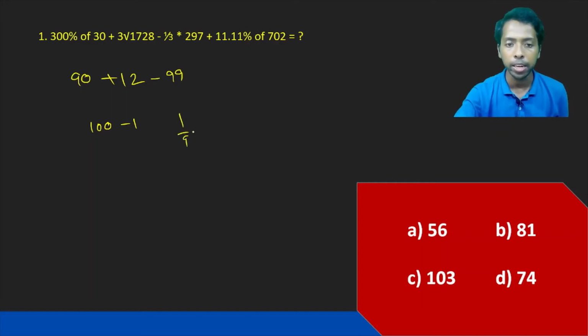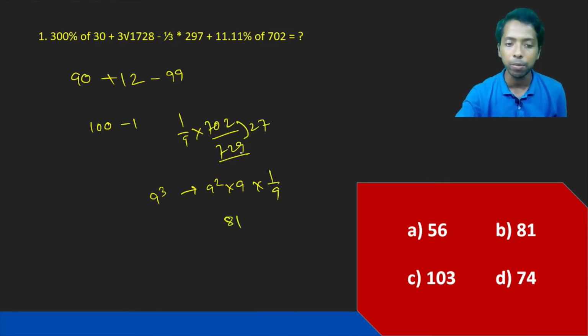That is 1 by 9 into 702. 702, the close number is 729. 729 means 9 cube, that means 9 square into 9. Multiplied by 1 by 9, we can take it, but this is not the actual number we have taken, 729, it is 27 less. So the result is 81. If it were 729, but it is 27 less, so minus 1 by 9 into 27. This is 3.